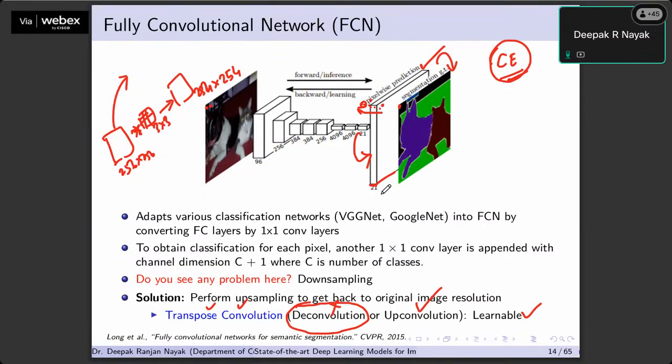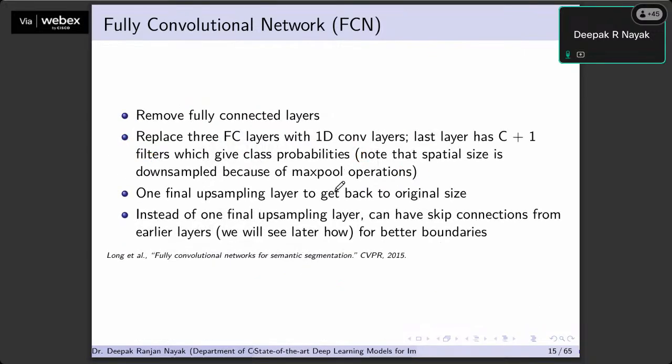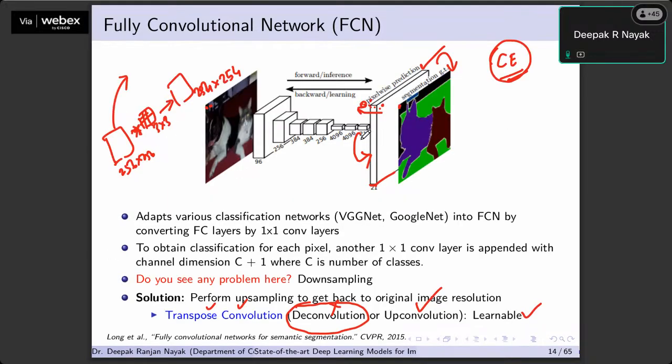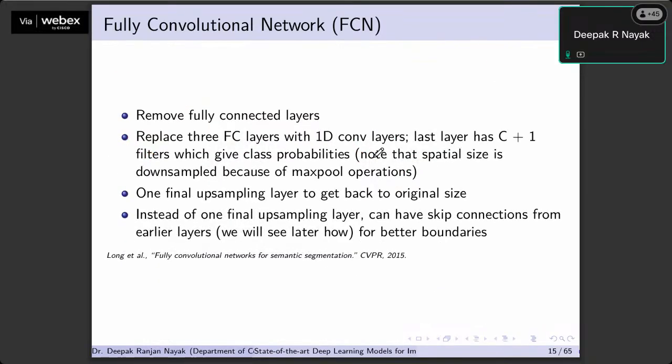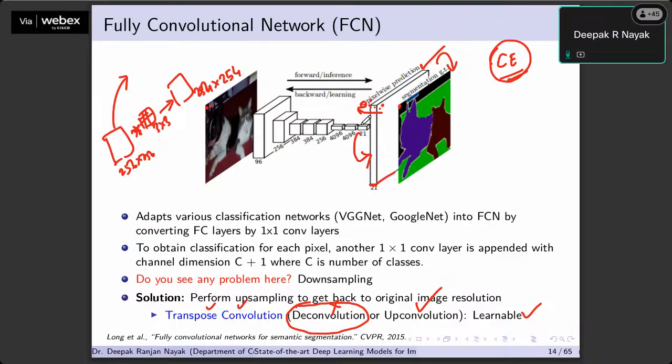But the limitation we have in the fully convolutional network is that we have only used one upsampling layer to get back to the original image size, right? So this sometimes creates problems. So instead of only one layer for upsampling, can we have multiple layers of upsampling? That is the research gap people identified at that time.